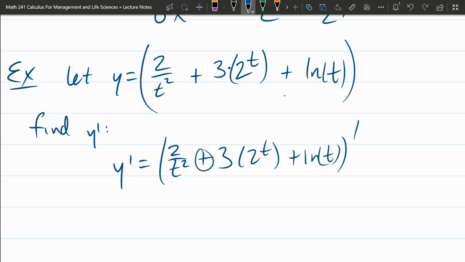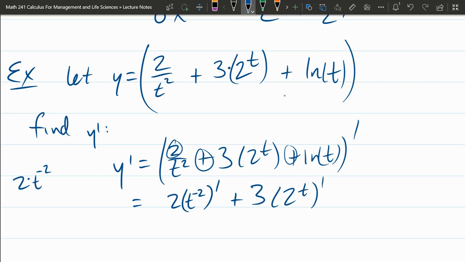All right, we're going to distribute it across the plus, and let's get crazy and do the constants at the same time. So this first 2 over t squared, remember that is 2 times t to the negative 2. And we're taking a derivative, so that 2 is a coefficient and is not affected by the derivative, plus. Now here, this one's a little tricky. Here's the function part, and this is a constant multiple rule. So the 3's out front, (2^t)' plus (ln t)'. All right, we're ready to take these derivatives.